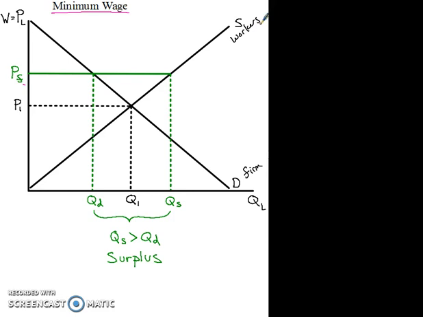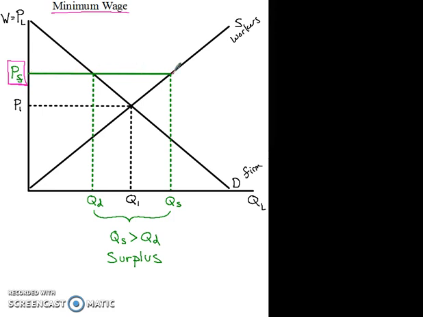And maybe the wage used to be at P1, maybe that used to be the wage right here, and government officials thought that wage was too low. So they set a price floor right here. And the price floor is what we popularly call the minimum wage. It says you cannot pay below this wage.